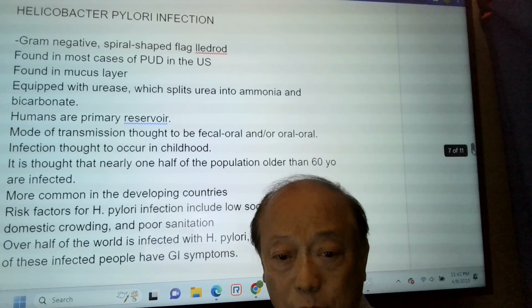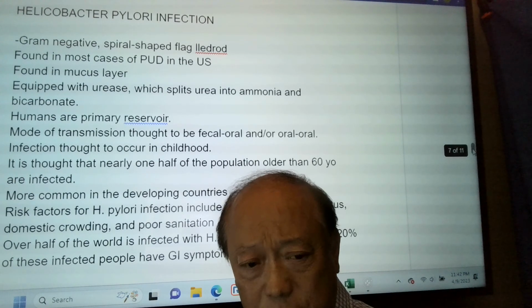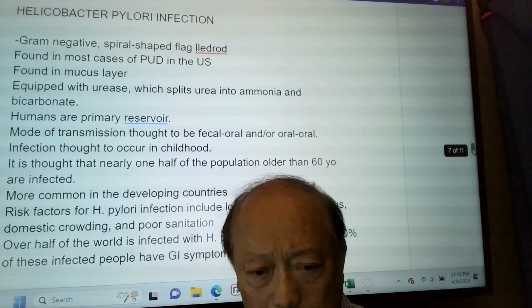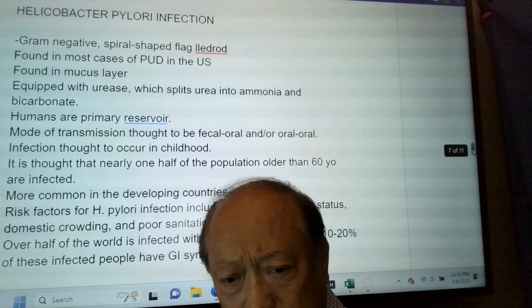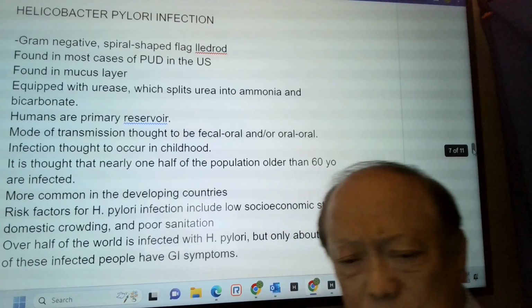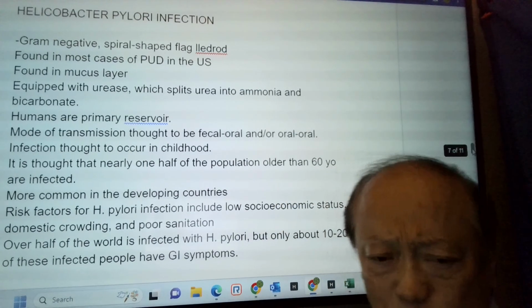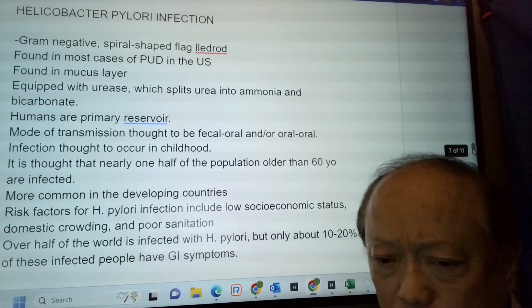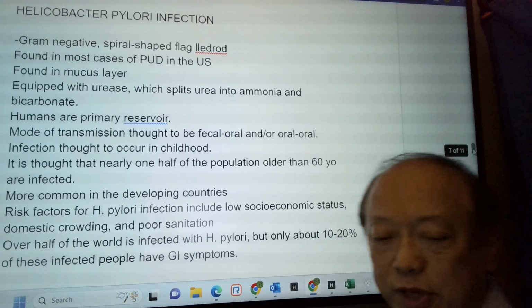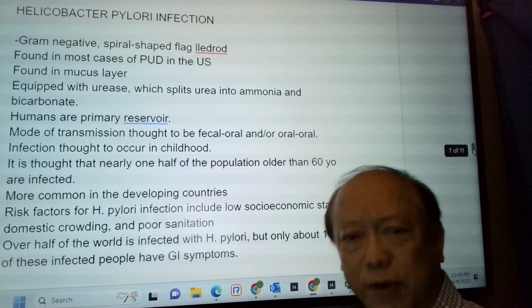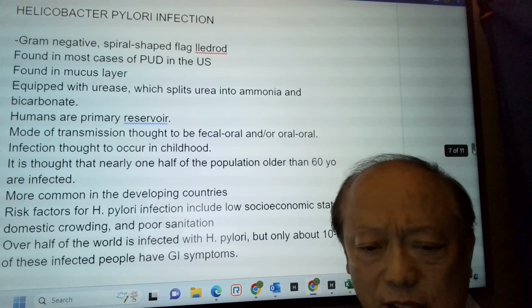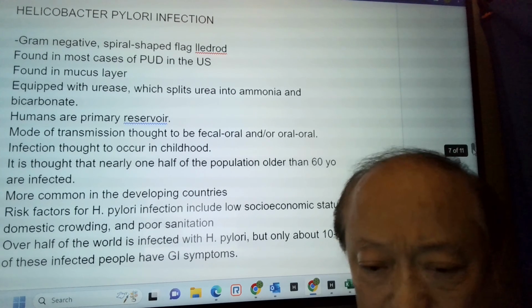It is thought that nearly one half of the population near 60 years old are infected. It's more commonly found in developing countries, so maybe developing countries have a higher incidence of this. Risk factors for H. pylori infection include low socioeconomic status, domestic crowding, and poor sanitation. One half of the world is infected with H. pylori, but only about 10 to 20% of these infected people have GI symptoms.